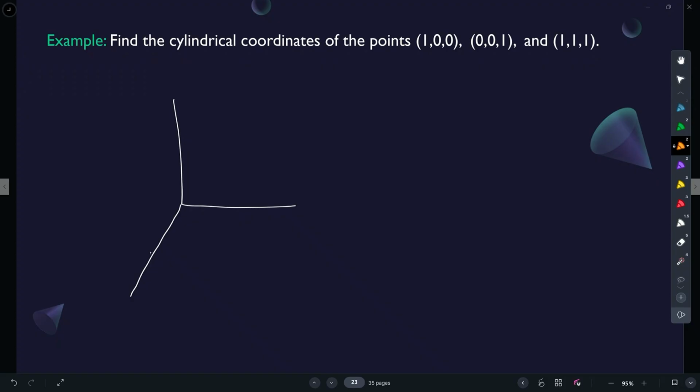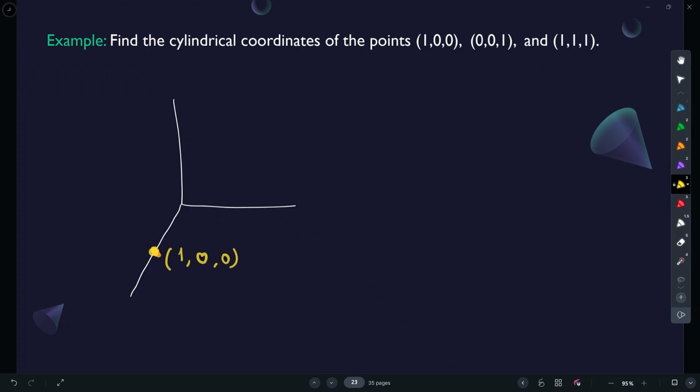So here is my first point: 1, 0, 0. If that is the point, this point has, first of all, z coordinate 0. That doesn't change. It is 1 away from the origin in the projection to the xy plane. And the angle to the x-axis is 0. So it actually looks exactly the same. 1, 0, 0 looks the same in Cartesian or in cylindrical coordinates.